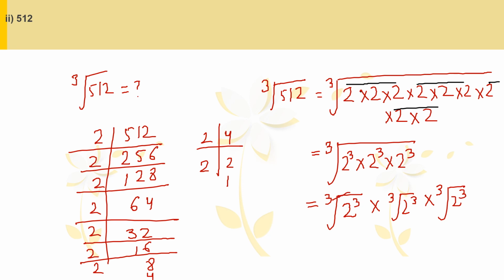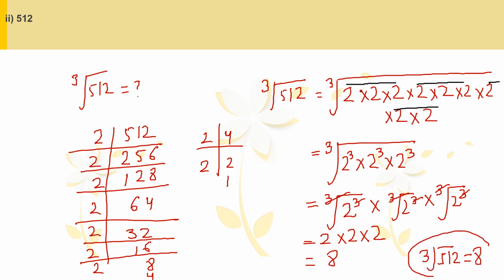Now I can cancel this cube root with 3, cube root with 3, cube root with 3. And what I get is 2 multiplied by 2 multiplied by 2. And 2 twos are 4, 2 fours are 8. That means the cube root of 512 is 8. Or in other words, 8 multiplied 3 times with itself gives you 512.